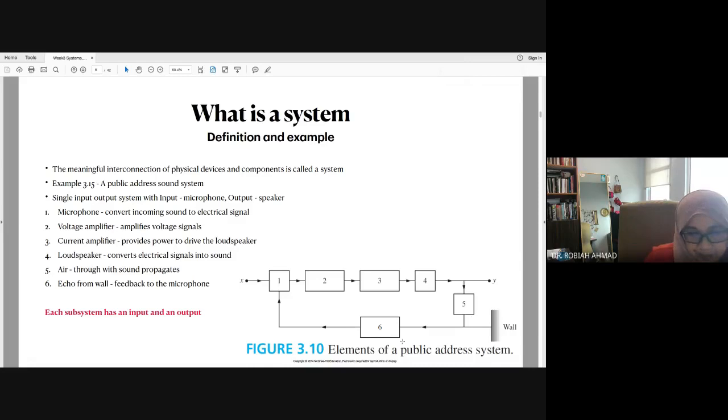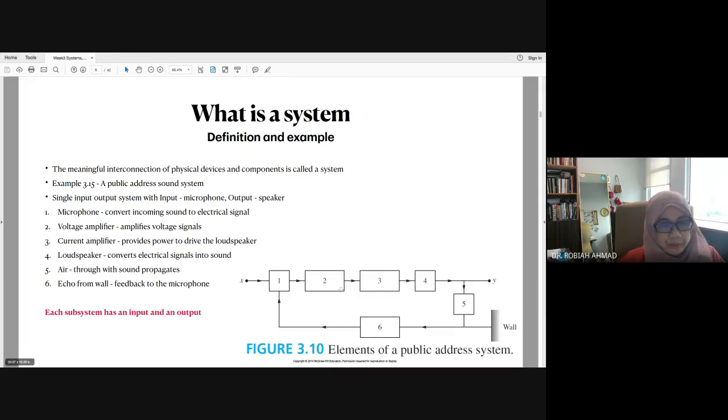And if the system has feedback, as you can see here, it will go to 5, the air, through which sound propagates to the wall, and then the echo from the wall will feed back to the microphone. So this is the whole system of a public address system. In this case it consists of 6 subcomponents, although it actually consists of more. For demonstration or definition purposes, we only look into 6 subsystems or elements.